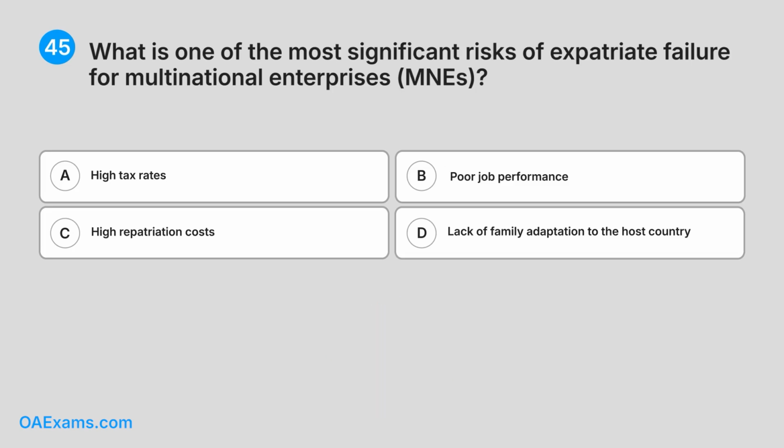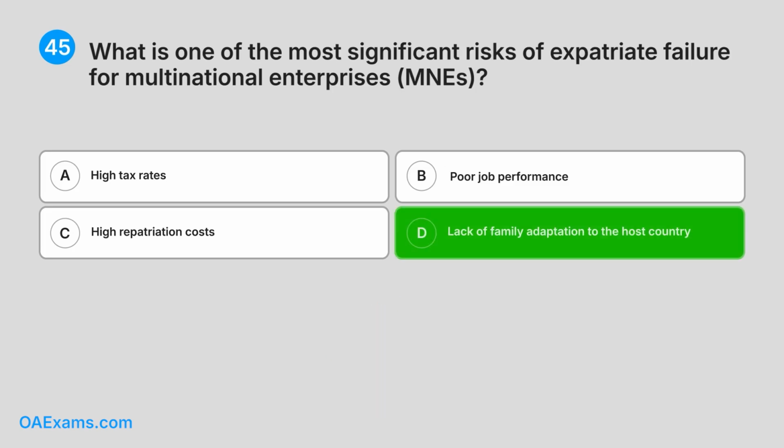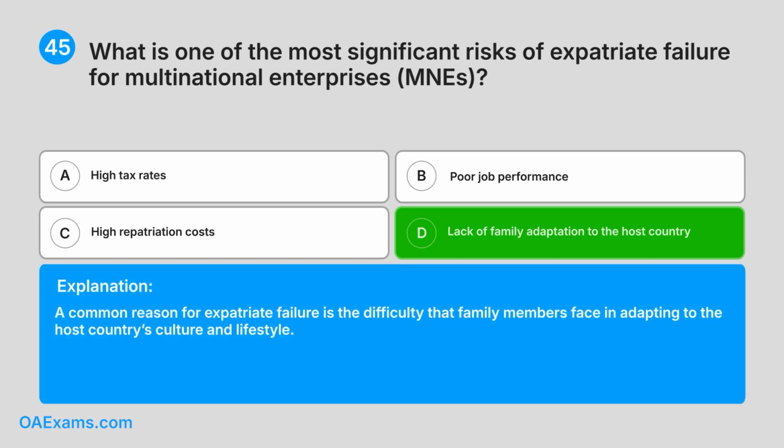Correct answer. D. Lack of family adaptation to the host country. Explanation. A common reason for expatriate failure is the difficulty that family members face in adapting to the host country's culture and lifestyle.